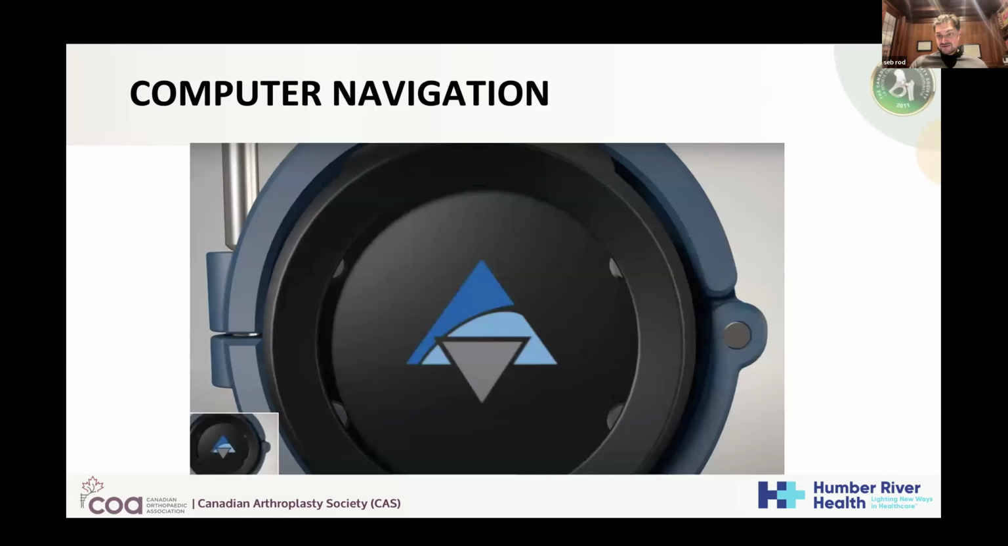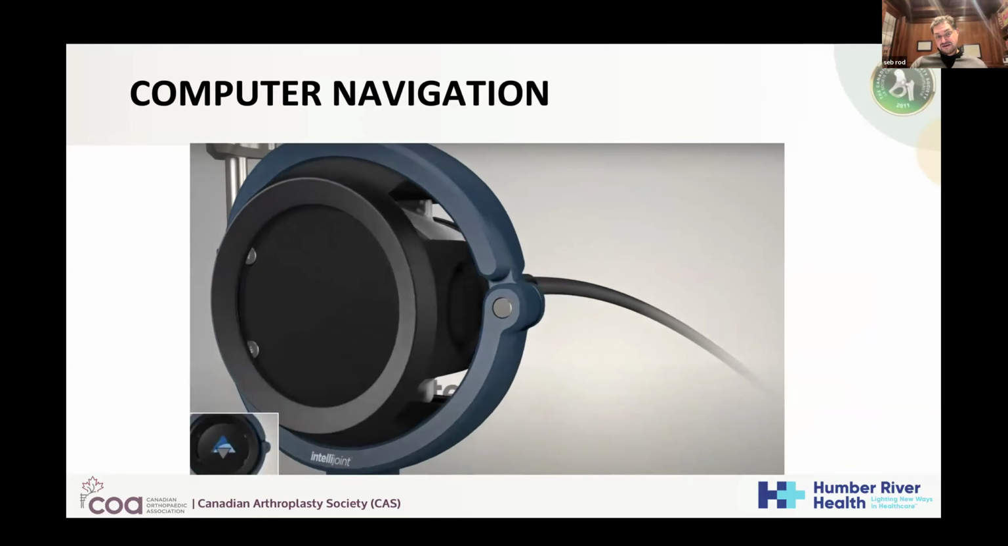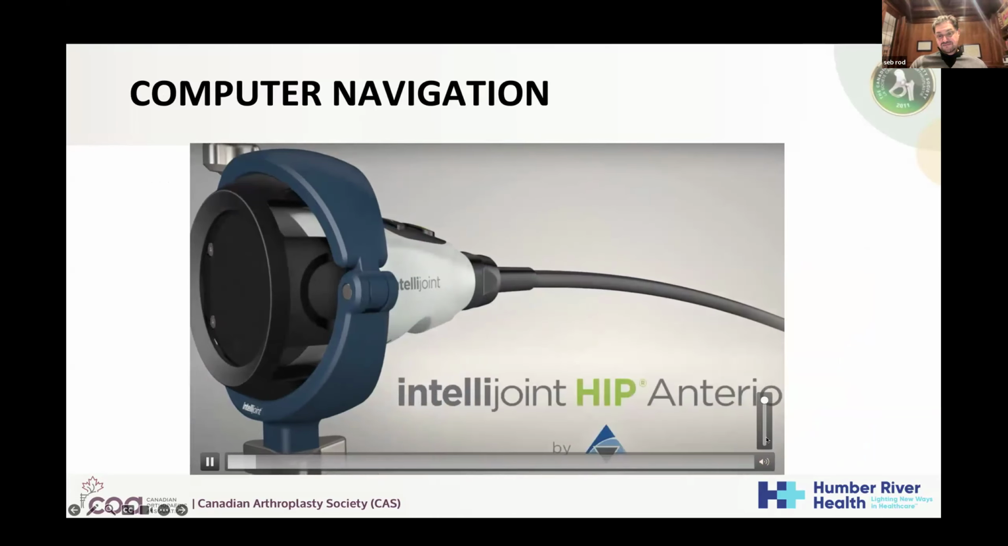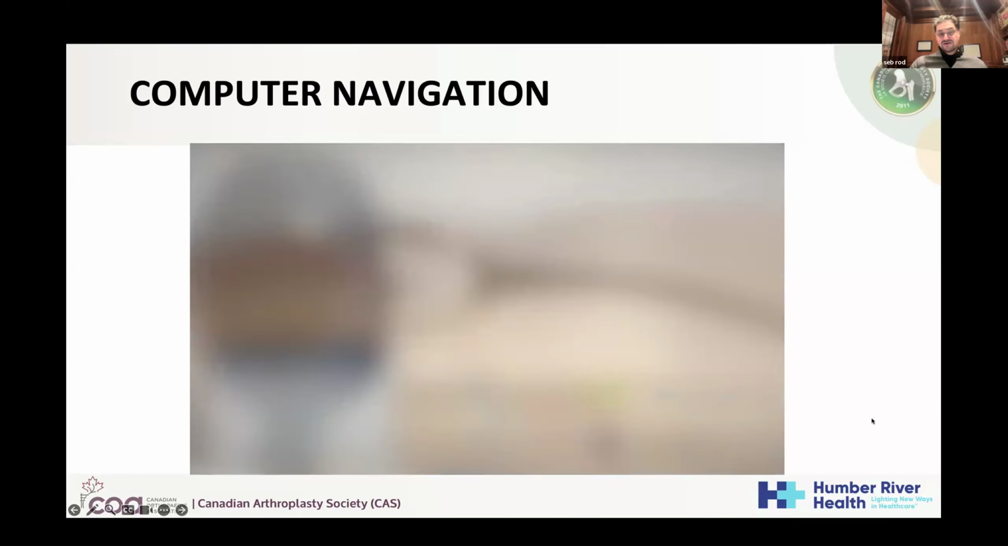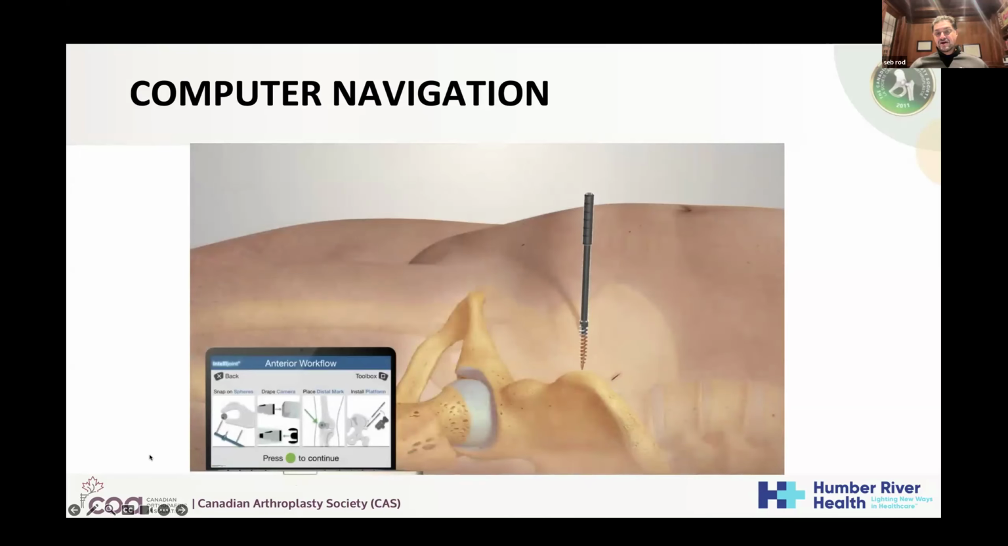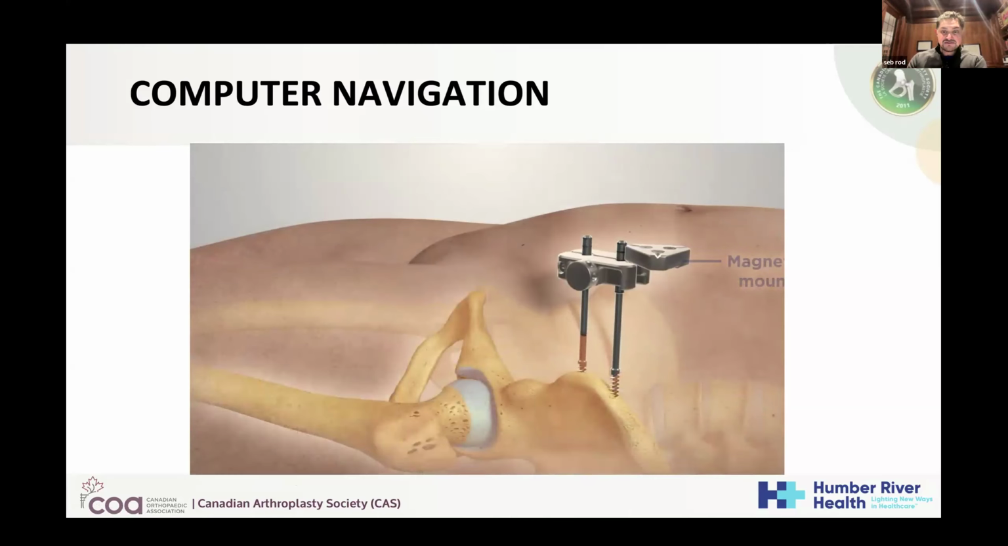So here's an example, full disclosure. This is a company that we use, Intelligent Navigation. They're a Canadian company. I will decrease the volume there, but basically this is an example of how multiple computer platforms work in terms of navigation. You have to create a fixed point on the actual pelvis, so this will involve bony anchors into the pelvis.